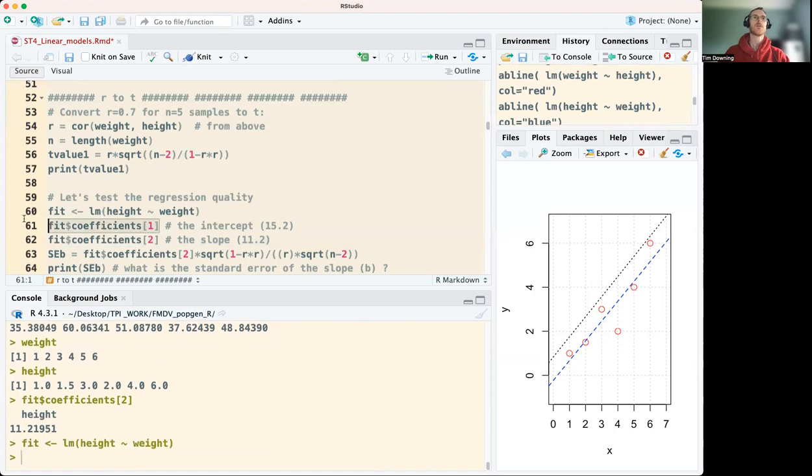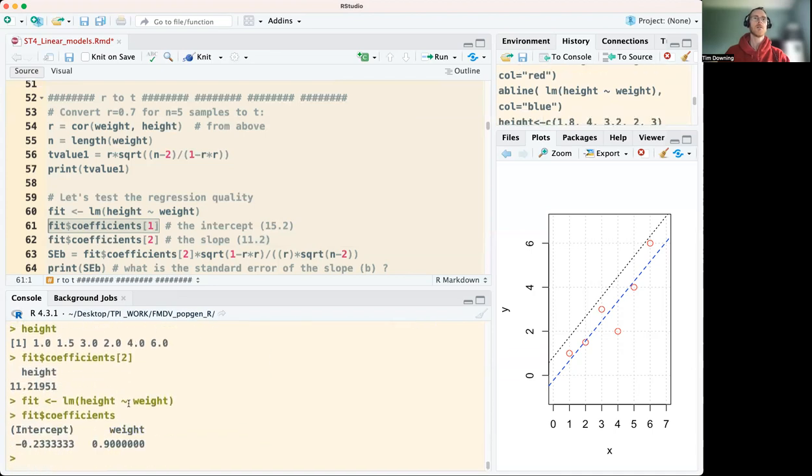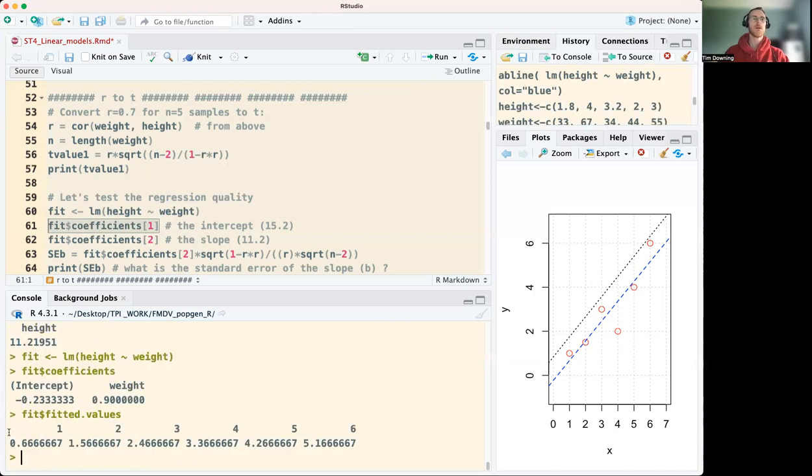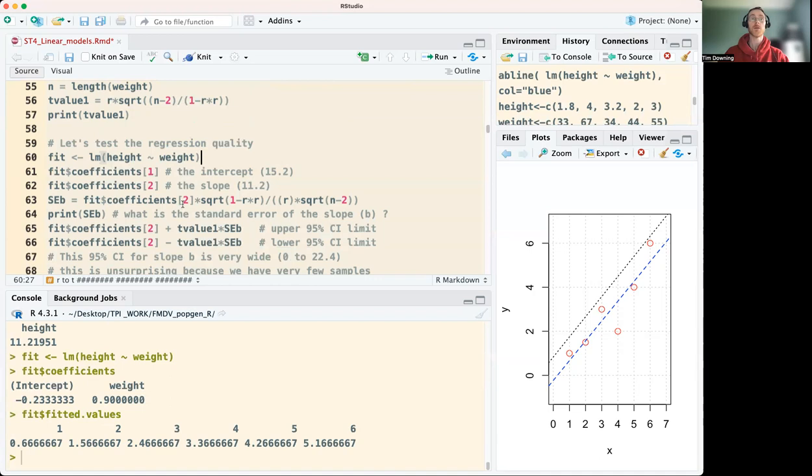Sorry, this is more accurate. And then the fitted values. So there we have 0.6, 2/3, 5/3, and so on all the way through. So that's a linear increase as a function of the slope that we have.